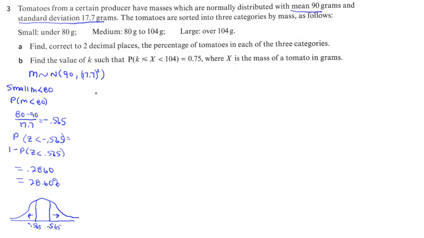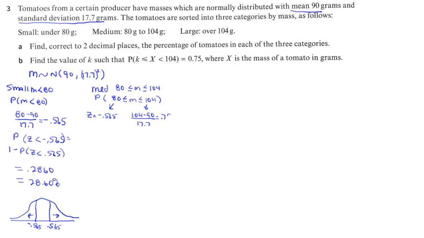Now, if you take a look at the medium ones, we've got from 80 to 104. If I rewrite this as a probability, it's going to look like this: the probability that m is less than or equal to 104 or greater than or equal to 80. Now, we already know the z-score that goes with 80. We just figured that out. That's negative 0.565. All we've got to do is figure out the z-score for 104: 104 minus 90 divided by 17.7. That's going to give us a z-score of 0.791.